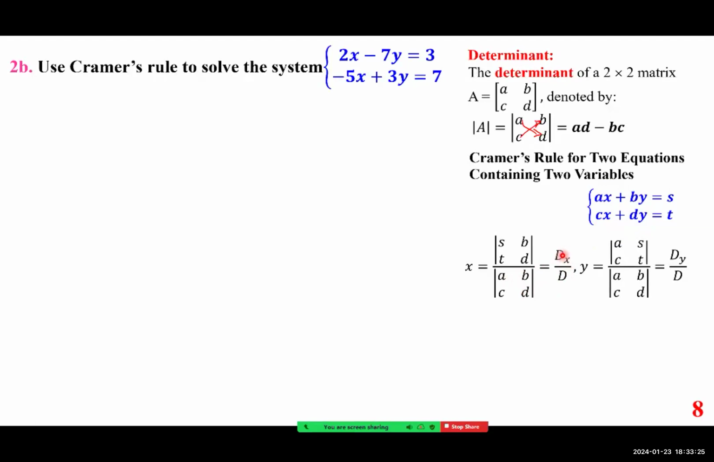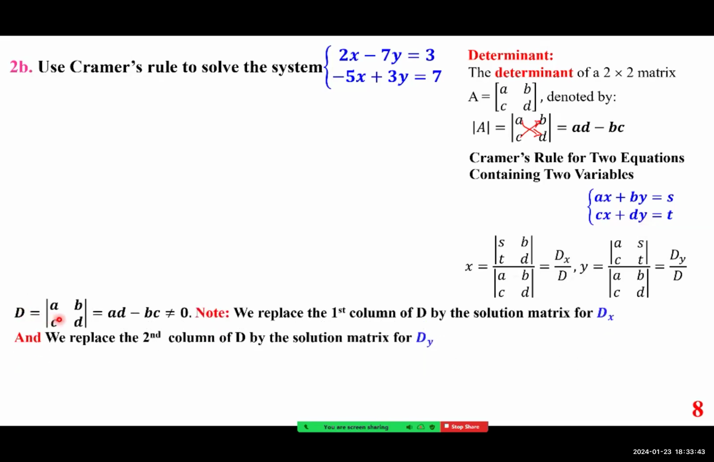Now, D sub X, we replace the coefficients of X with the solution, S, T. D sub Y, we keep the first column and we replace the second column. So the determinant of A, B, C, D is AD minus BC, which is not 0. Note we replace the first column of D by the solution matrix for D sub X. So D sub X, here's the solution matrix, S, T. And we replace the second column of D by the solution matrix for D sub Y. If I want D sub Y, the second column is changed.